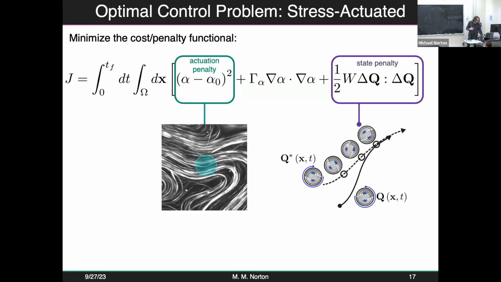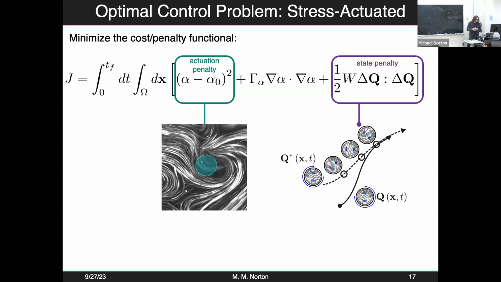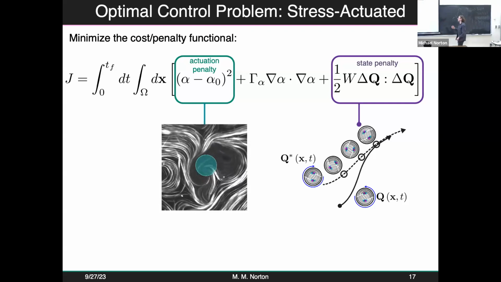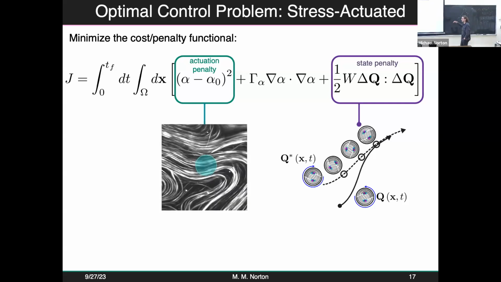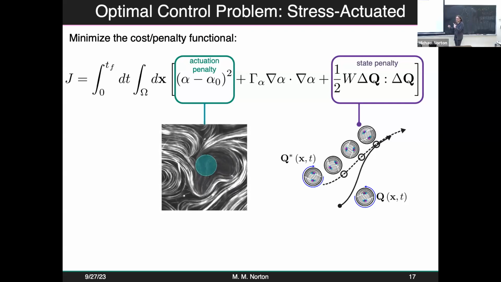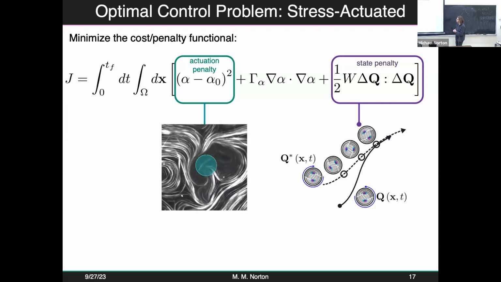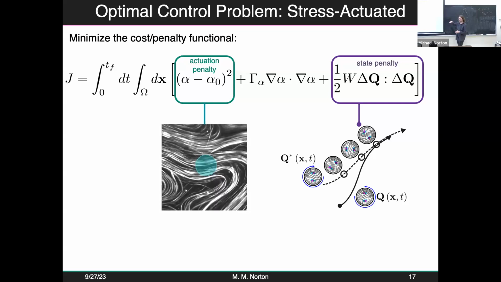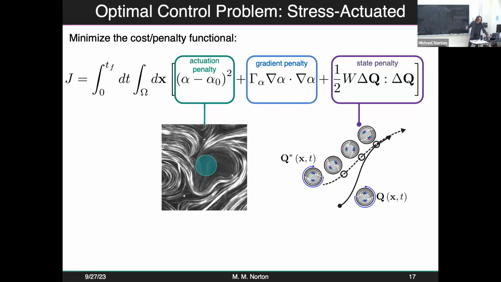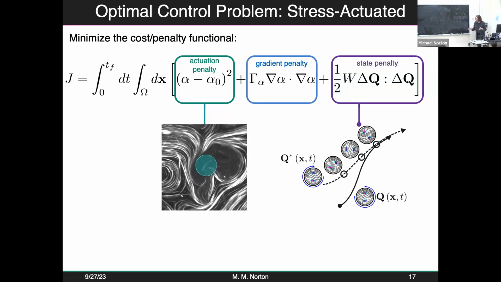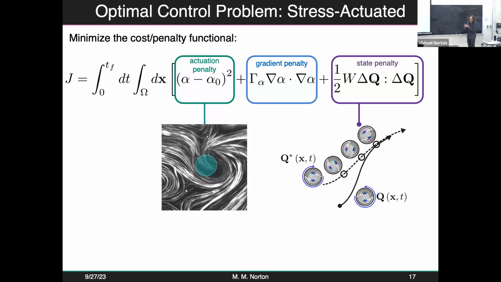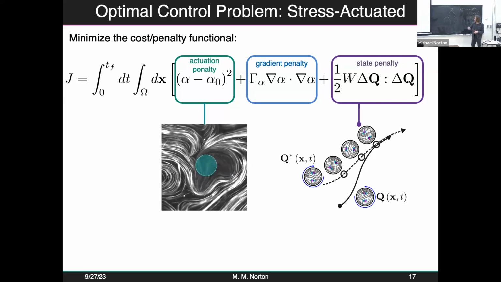And we're going to also penalize the amount of active stress that we add to the system, in such a way that we minimally perturb the system about its natural state. We needed some activity just to get that circulating state to begin with. That's our alpha naught, and we're going to penalize deviations about that active stress. And finally, to help regularize the problem, we're also going to penalize gradients. This also makes sense experimentally because we can't apply infinitely sharp gradients in light anyway. So we also penalize that.